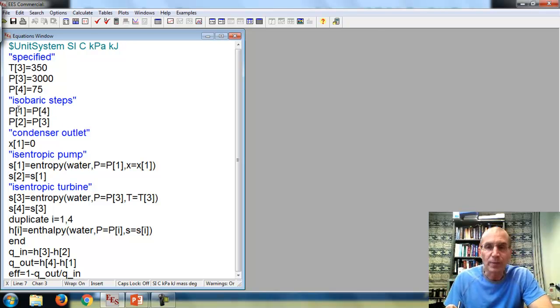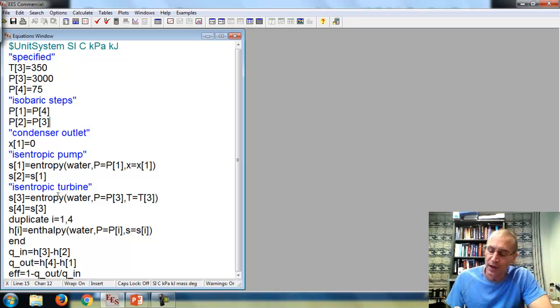Then I'm doing isobaric steps. And I know that the pressures in the ideal cycle are the same. So P1 is P4, and then P2 is P3. And so I've now actually got all of my pressures. 1, 2, 3, and 4 are completely specified. So I have one intensive variable at all states.